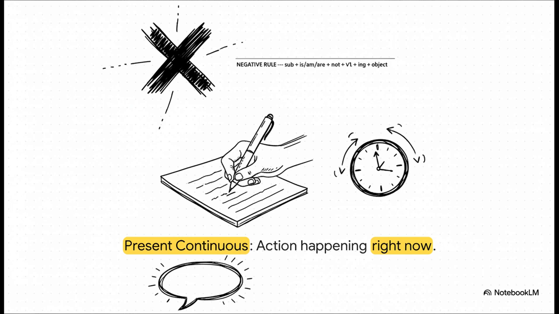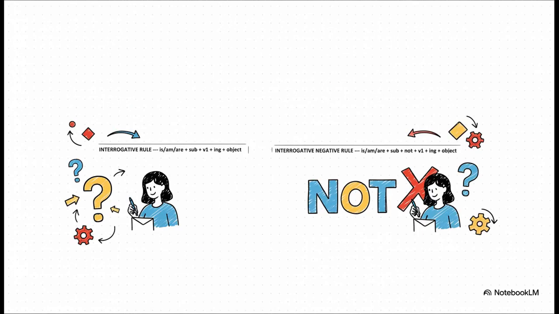Or to make it negative, you just drop in a not, making it, she is not writing a letter. And check out how the helping verb jumps to the very front when we want to form a question. This tiny structural shift effortlessly allows us to ask, is she writing a letter or is she not writing a letter? The building blocks just rearrange themselves. It's almost like a giant puzzle.